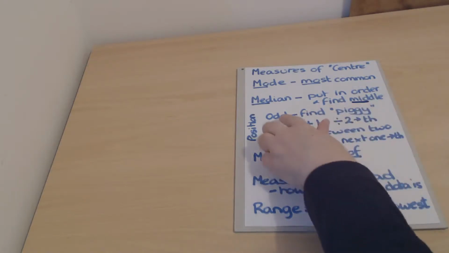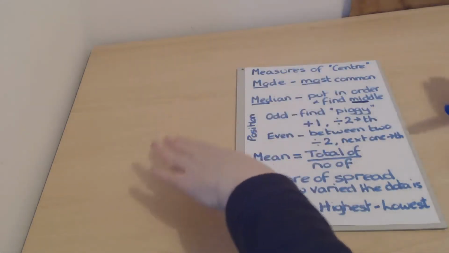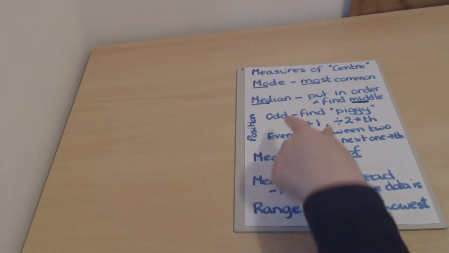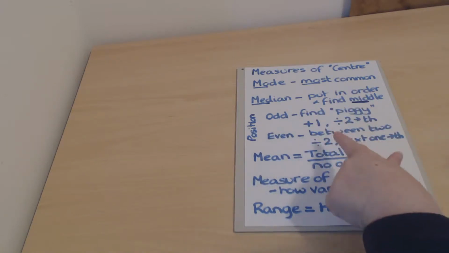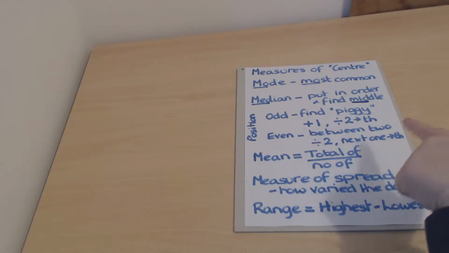So if you've got an odd number of pieces of data, there literally will be a piggy in the middle that you've got to find. And the way that you can do that, I know a lot of you like this sort of coming in from the outside, but I've seen mistakes made with that. And when the data gets bigger and more of it, it doesn't work so well. So what you can do is work out how many pieces of data you've got, and if it's an odd number, add 1 to that number and then halve it, and that will tell you what position you're looking for.